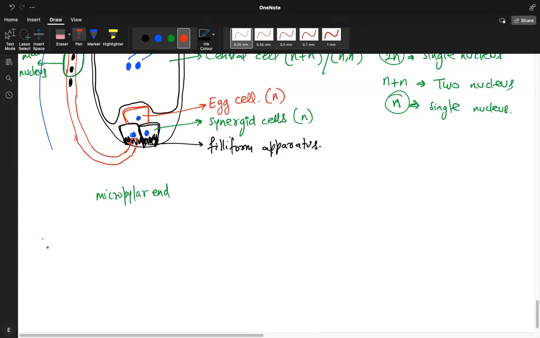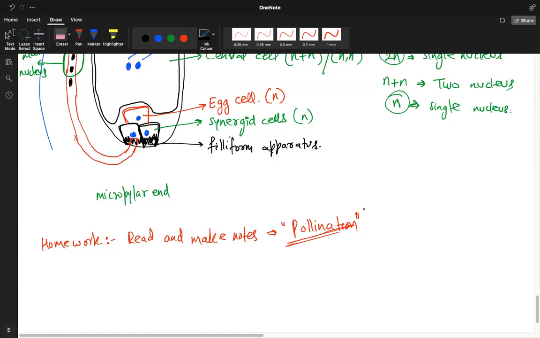Okay. So I'm giving you a homework to read and make notes on the topic pollination. It is a simple topic, just theory, where you will talk about what is pollination, types of pollination, so self-pollination, cross-pollination, and the agents of pollination, what causes pollination. So all theory.